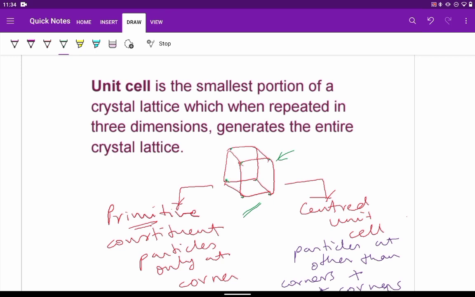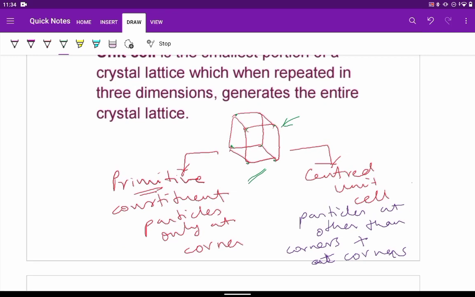If it is a centered unit cell, then the particles will be at points other than the corners as well. At the corners they will definitely be there, but particles will also be at other positions other than the corners. Then it is a centered unit cell.